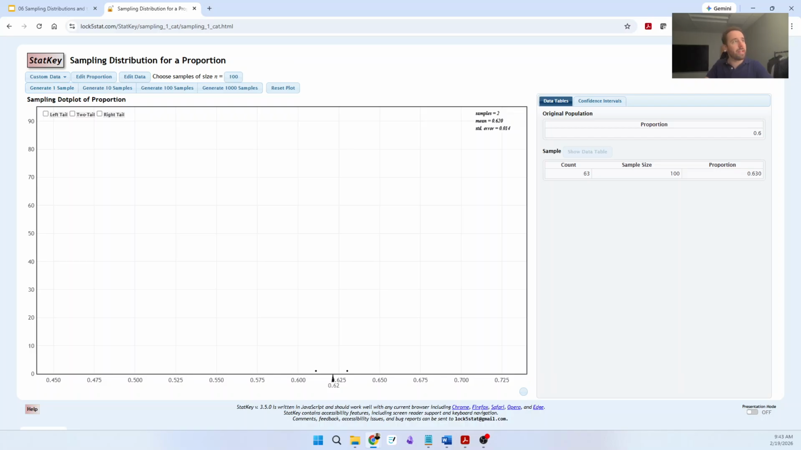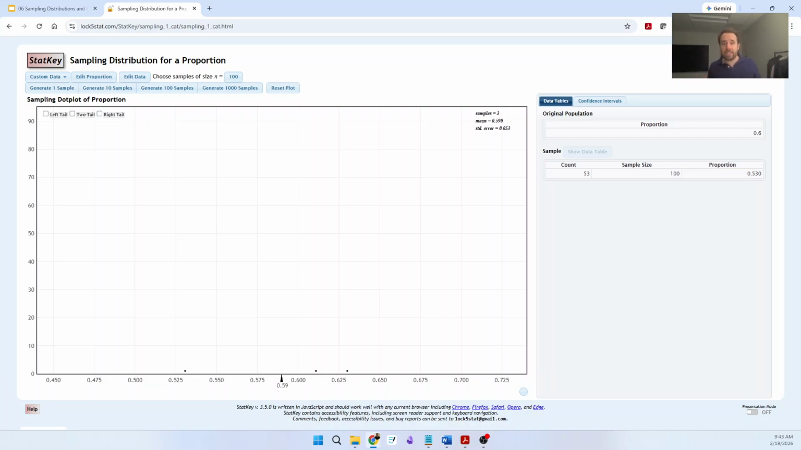Okay, notice this changed. Now for our sample, 63 was the count. So I drew 100 balls, 63 of them were blue. I'll do one more. Aha, and this one we see that 53 were blue. So that gave us a sample proportion of 0.53. So just by clicking a button, I can simulate drawing a sample.